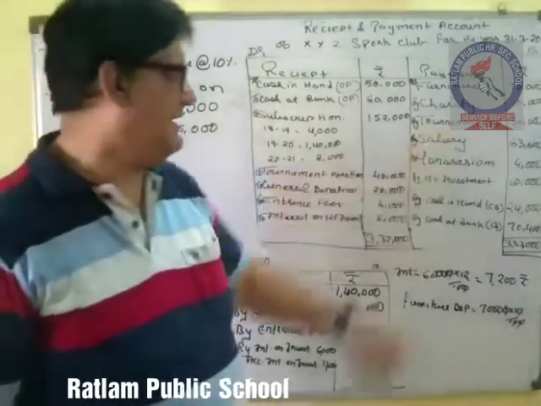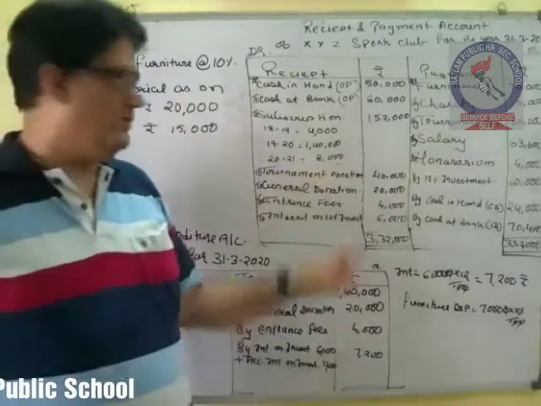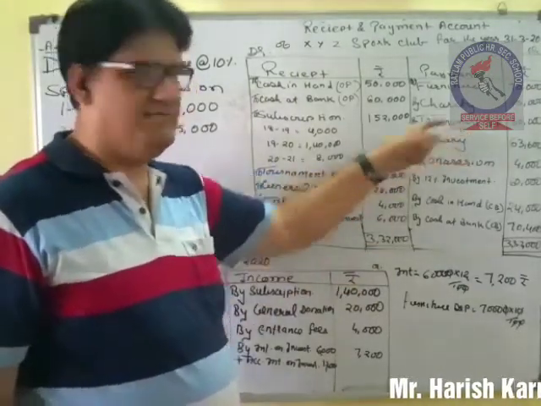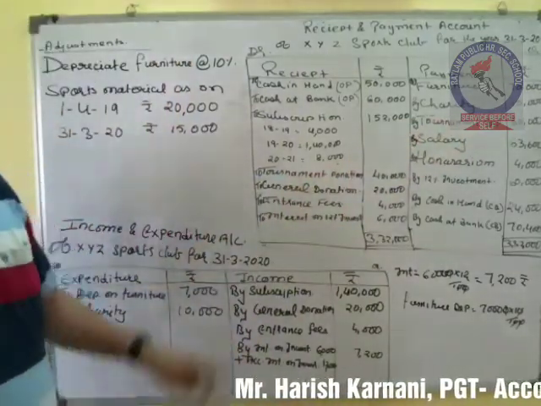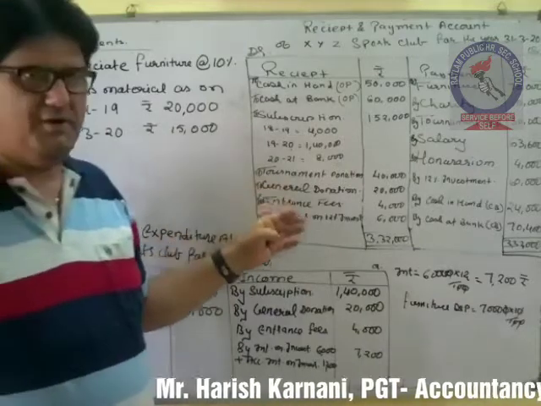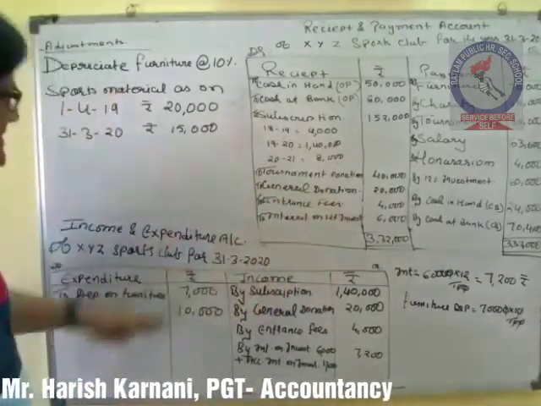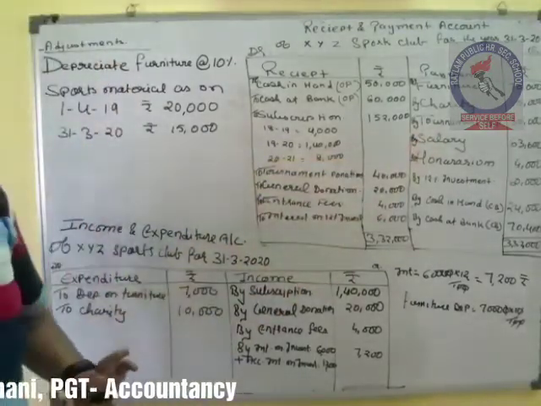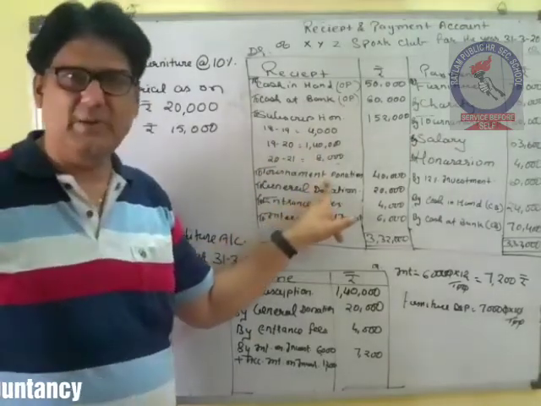Then comes tournament expenses. We have already got the tournament donation, so 40,000 rupees we have already got. 30,000 we have done as an expenditure, so still 10,000 is remaining, so it will be going as a part of treatment of the specific fund in balance sheet. So there is no effect of this tournament expense in your income and expenditure account, because we have already got the donation for organizing the tournament.